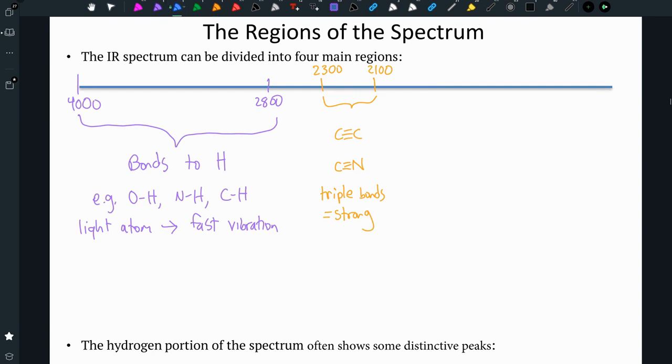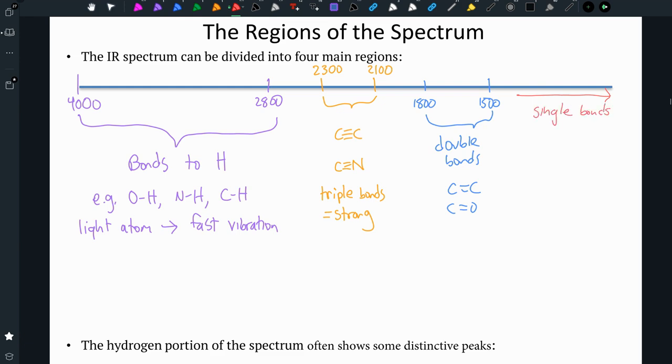In the region between about 1,800 to about 1,500, that's where we're going to see double bonds. Mostly CC and CO double bonds. And then in the region further to the right, this is where single bonds show up.